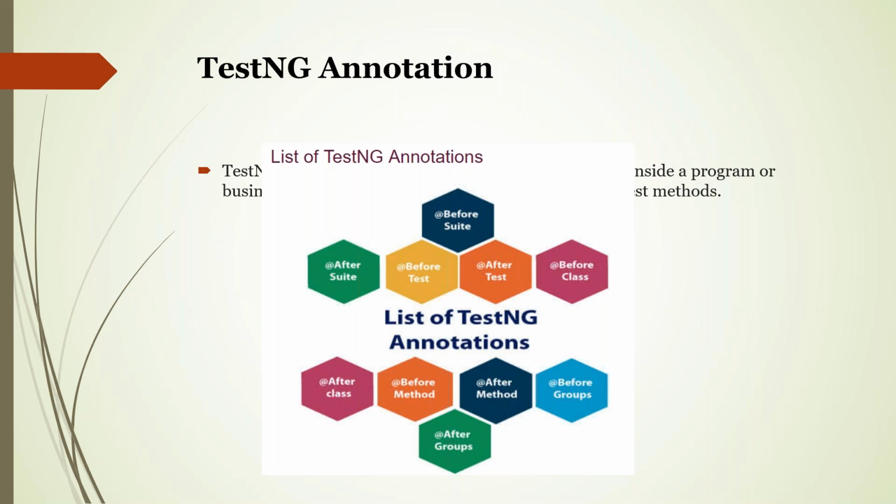So the list of annotations are before suite and after suite. That is the topmost and the downmost. Then before test, after test, before class, after class, and then before method, after method, before group, after group. So these are the main TestNG annotations which we will be using for our execution and for creating tests.